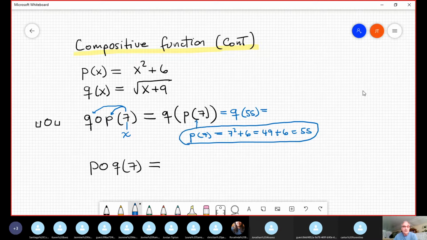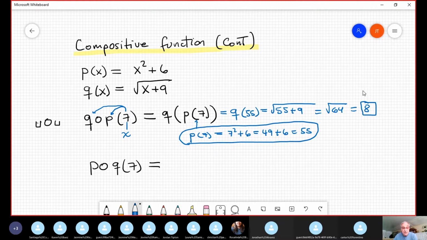And Q of 55, the expression for Q is the square root of x plus 9. So 55 plus 9 is 64, and the square root of 64 is 8. And the answer is 8. Q composition P in this order, evaluating 7, is 8.